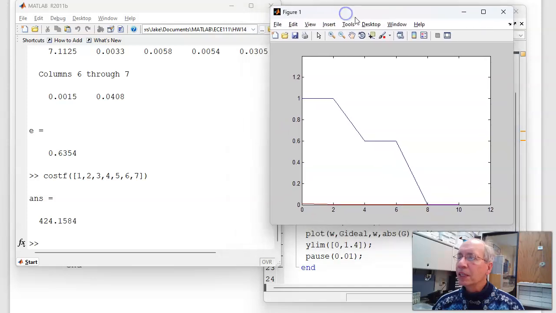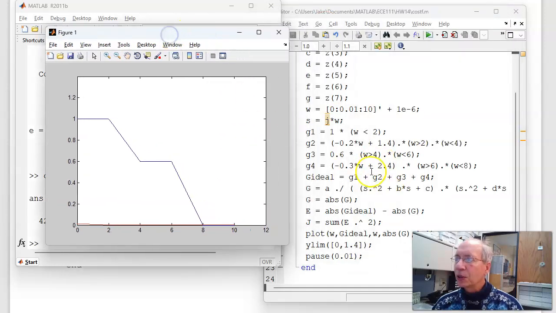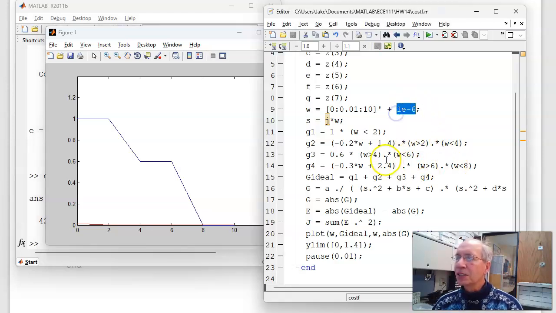Well, what it did is it plotted the blue line. That's just to check to see did I do this part correct. And I did that as a piecewise linear model. This is for frequencies between 0 and 2, 2 to 4, 4 to 6, 6 to 8. I added this in there just so I don't have to worry about greater than or equal. It's never going to be equal because I offset everything by 10 to the minus 6. Just kind of a trick.